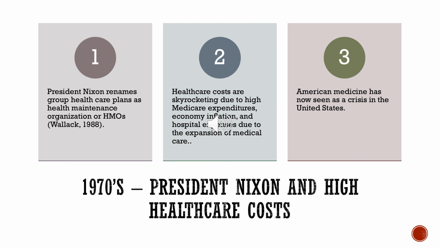So now we are entering the 1970s. This is when President Nixon comes into office and the high rise of healthcare costs continue. President Nixon renames group healthcare plans health maintenance organizations, or HMOs, which they still are today. Healthcare costs are skyrocketing due to Medicare expenditures. So Medicare and Medicaid come into play, which costs a lot of money tax-wise, and also they don't reimburse quite as much as private healthcare plans do. So they're starting to see the costs skyrocketing. American medicine has now seen a crisis in the United States with the rising cost of health care.